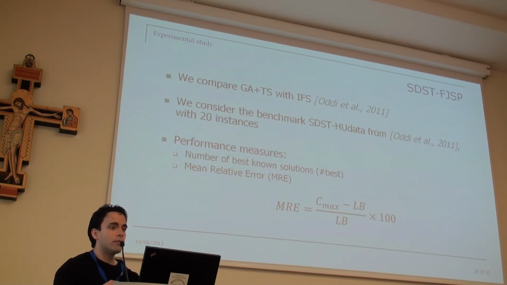First, about the flexible job shop with setups, we compared against a method created by Angelo Oddi et al. in a set of 20 instances. For performance measures, we use the mean relative error, which is the percentage error with respect to a lower bound, and the number of instances for which a method reaches the best known solution.